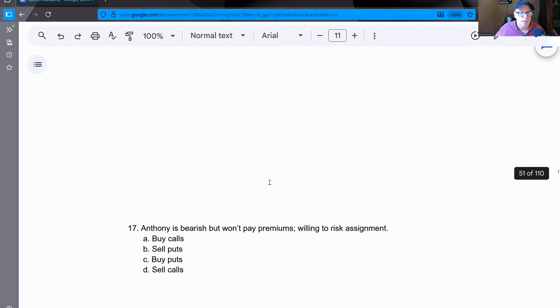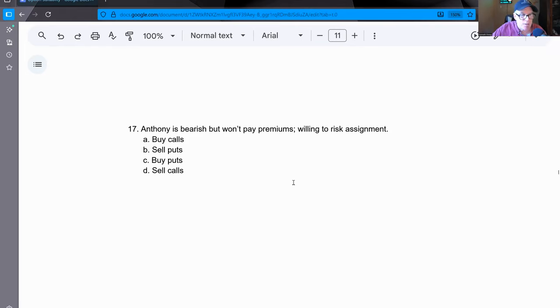Do another one. Anthony's back. He's bearish. He's always bearish. But won't pay premiums. Willing to risk assignment. So he's bearish, but he doesn't want to pay anything. So he wants it for free. You're going to sell calls, because the only thing that you don't pay premium for on the bearish side is selling calls. I love it.